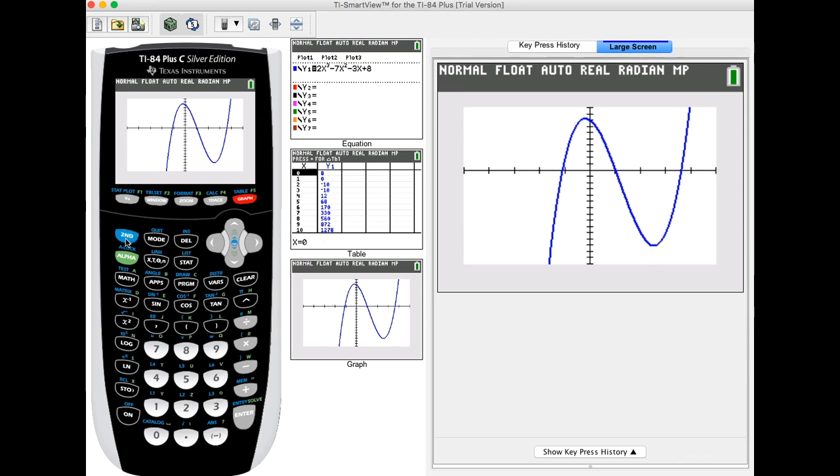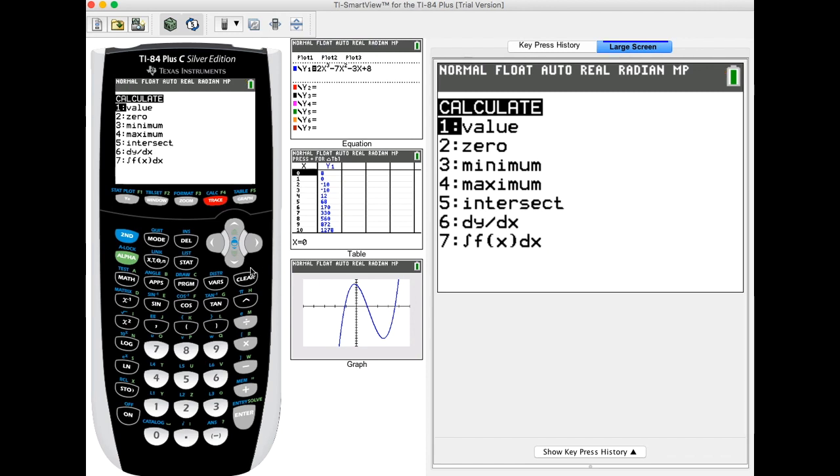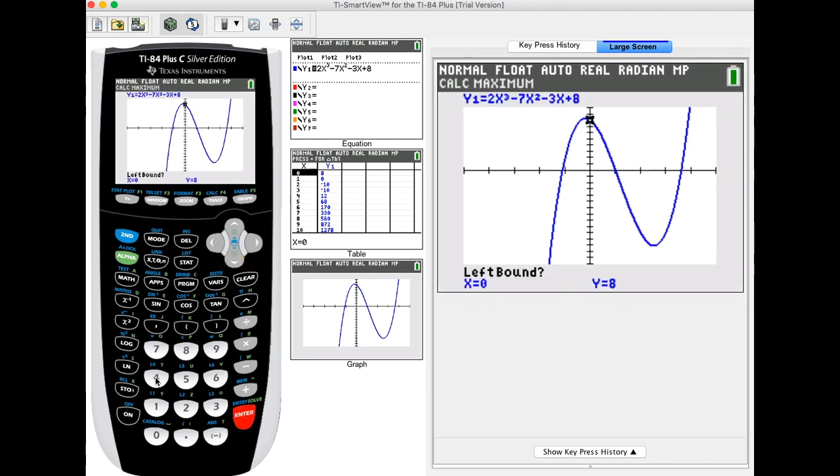And we can do that by going second calc, okay? And let's do the maximum first. So let's go down to 4, and I hit enter. Notice this one's a maximum because this point is kind of the top of the hill. It's bigger than the stuff around it. And so it's saying left bound. So what I want to do is move my cursor so it's slightly to the left of my maximum, and I can hit enter.